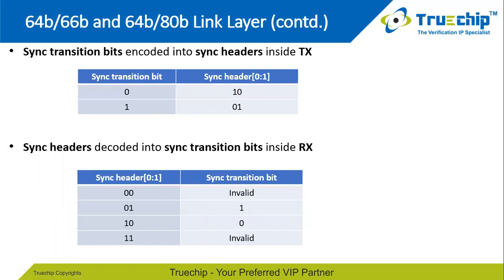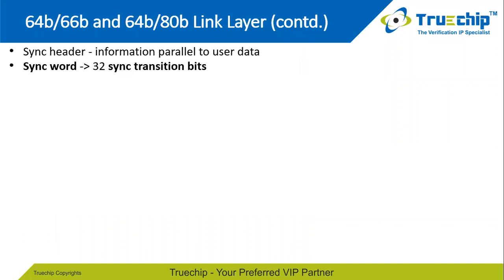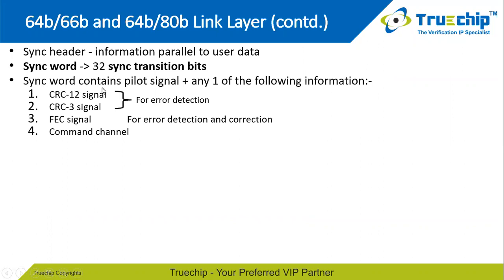Now let us understand what a sync word is and how it is formed. A sync word provides information parallel to the user data. A sync word is formed from 32 sync transition bits. A sync word consists of a pilot signal plus any one of the following information. CRC12 signal and CRC3 signal, both of them are for error detection. And an FEC signal is for error detection as well as for correction. And also there is a command channel.